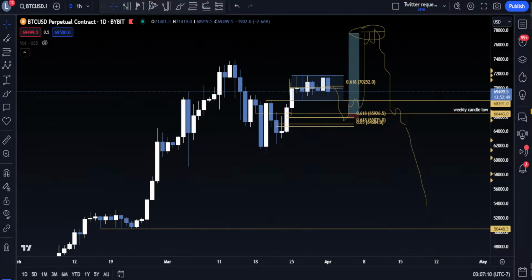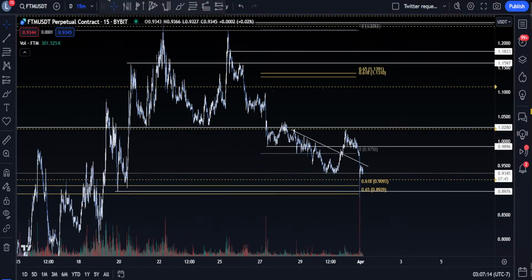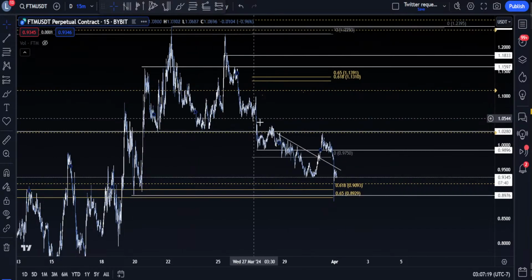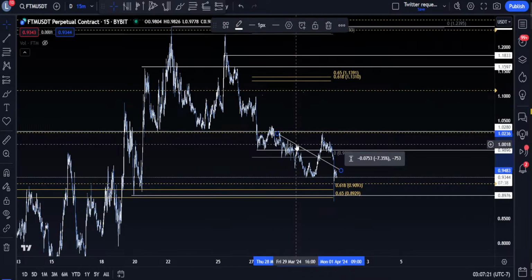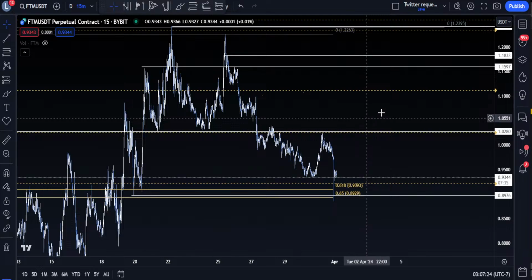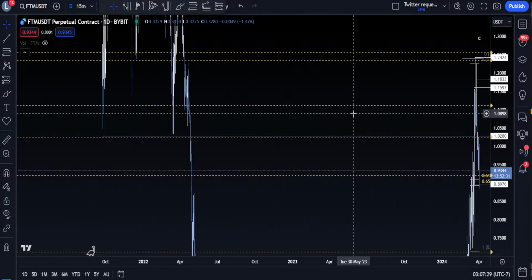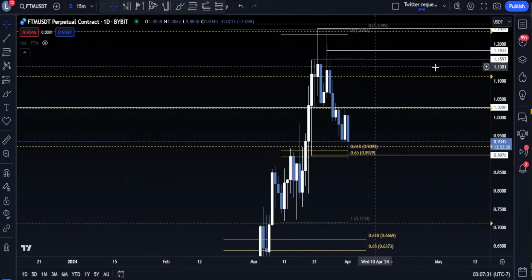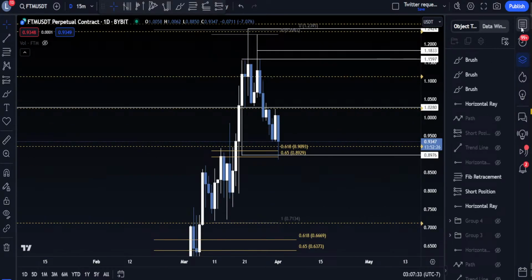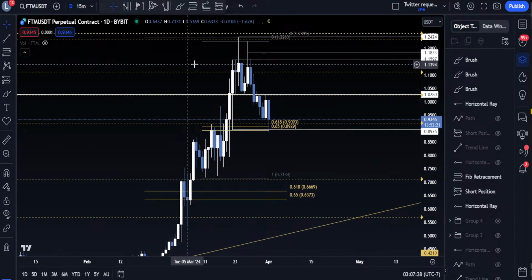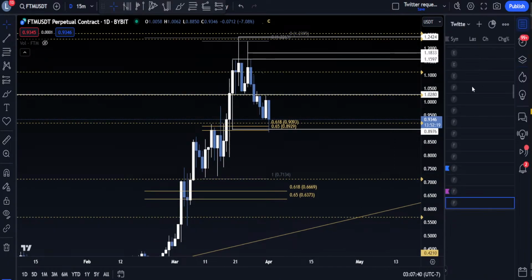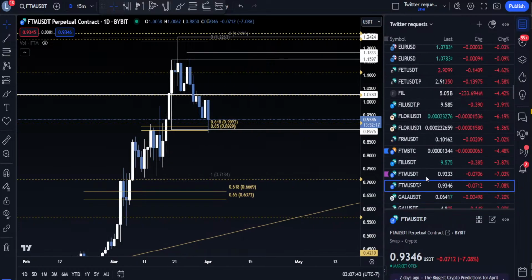Yeah, so just running through these comments really quickly. I'm being asked if I could take a look at FTM. I had some local structures marked out here on the lower time frames. I would say this, that I have probably a high time frame bearish view on FTM, and I've shared as much on Twitter. There's some local structures that are kind of interesting for longs, but let me just go to my other FTM chart here.